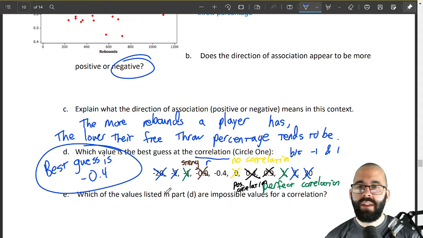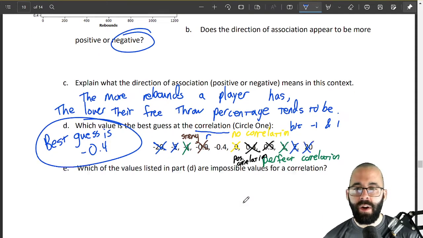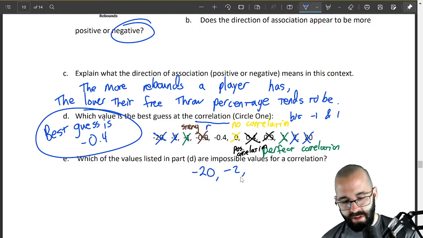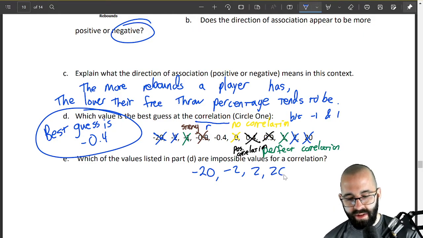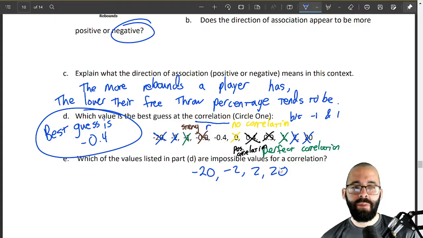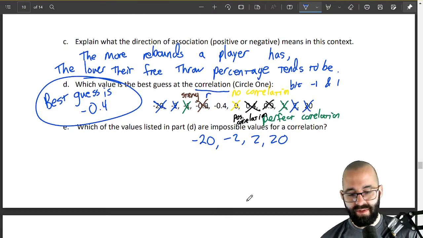Which of the values in part D are impossible? Oh, we already answered that. -20, -2, 2 and 20 cannot be correlation values. And -1 and +1 are realistically impossible, but theoretically possible.